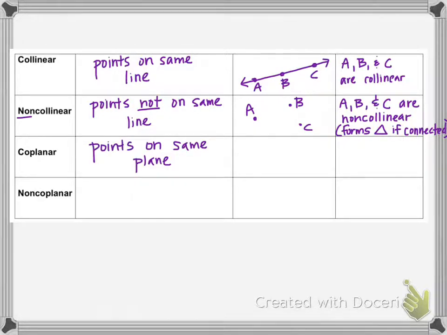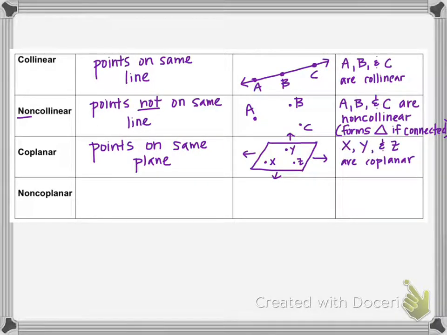Coplanar describes points that are on the same plane. Planar means plane, co means with or together, so these points are together on the same plane. A sketch might include a plane with 3 points on it. So we say X, Y, and Z are coplanar.